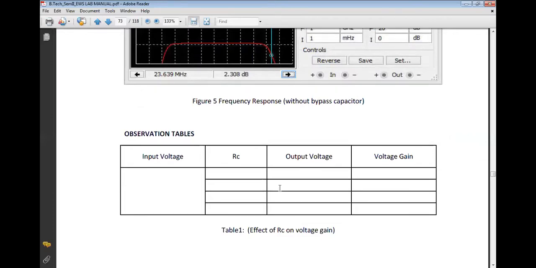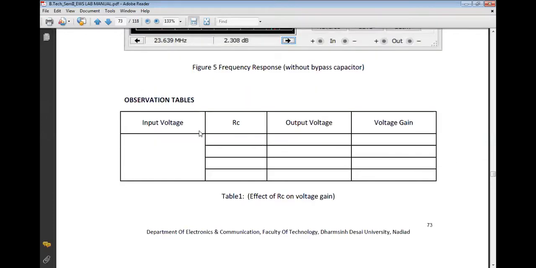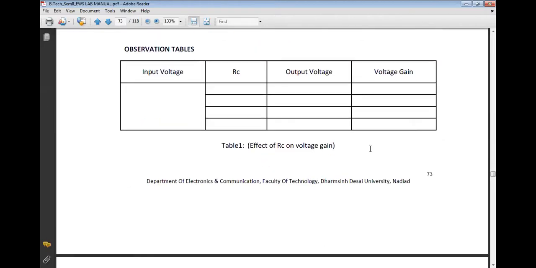In addition to this, you are required to prepare an observation table in your journal, that is input voltage, RC. As I told you, I have already prepared one Excel sheet for the demo, so that you can understand the ways in which we are going to create the readings for your journal. When you execute this experiment on your laptop in Multisim, parallelly you have to note down the readings, and you can make one Excel sheet like this, calculate, and make this observation table, that is effect of RC on voltage gain.